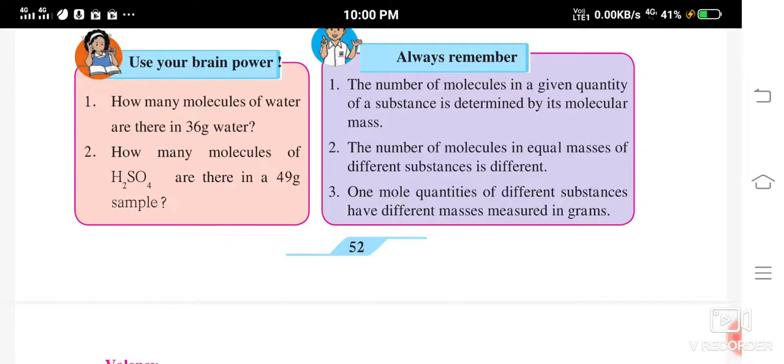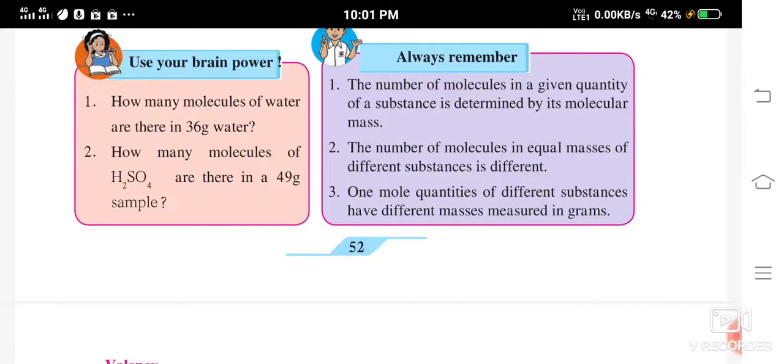Okay, use your brain power. Now, with whatever I have taught you, I expect you to do this. How many molecules of water are there in 36 grams of water? So, 1 mole of water contains how many grams of water? You know that, right? Yes, 18 grams. So, 36 grams means how many moles? I think I've given you a clue, isn't it?